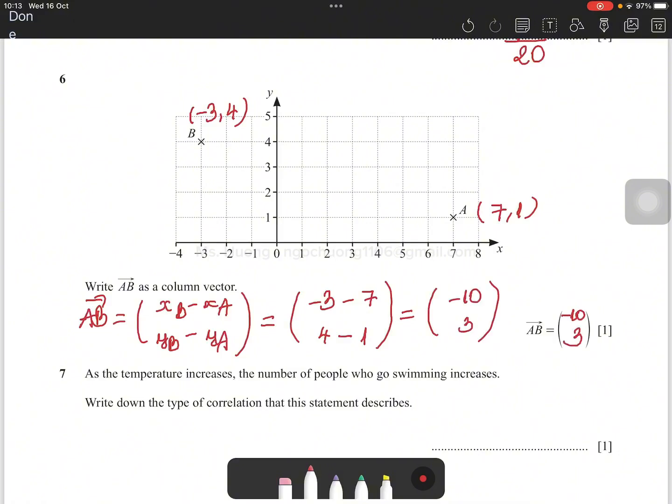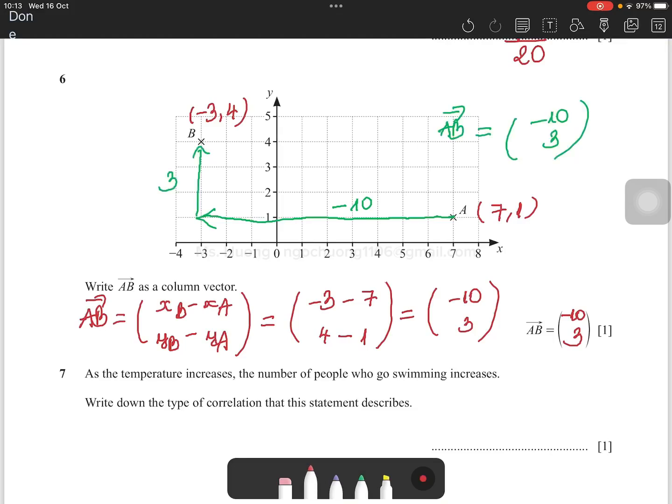Or you can also say that from A to B, we need to move to the left 10 units. So the X is -10. And then we move up 3 units, so Y is 3. So the answer is (-10, 3). This is the vector AB.